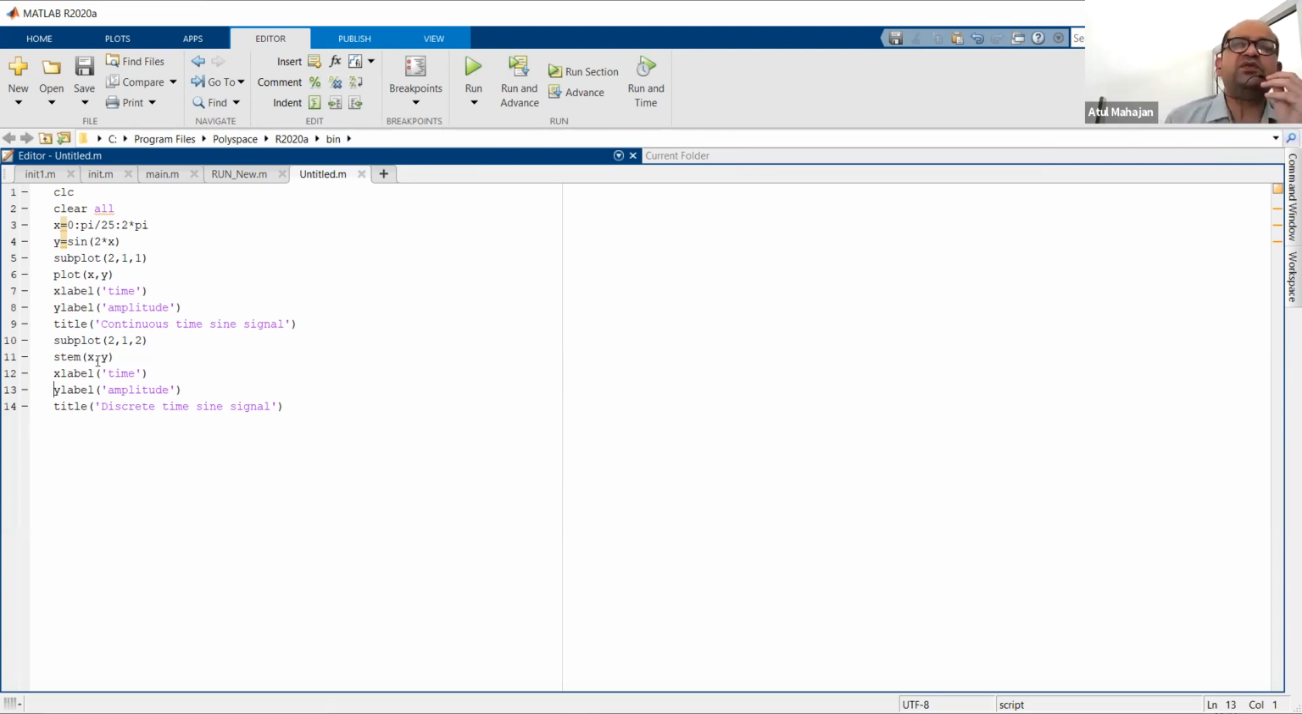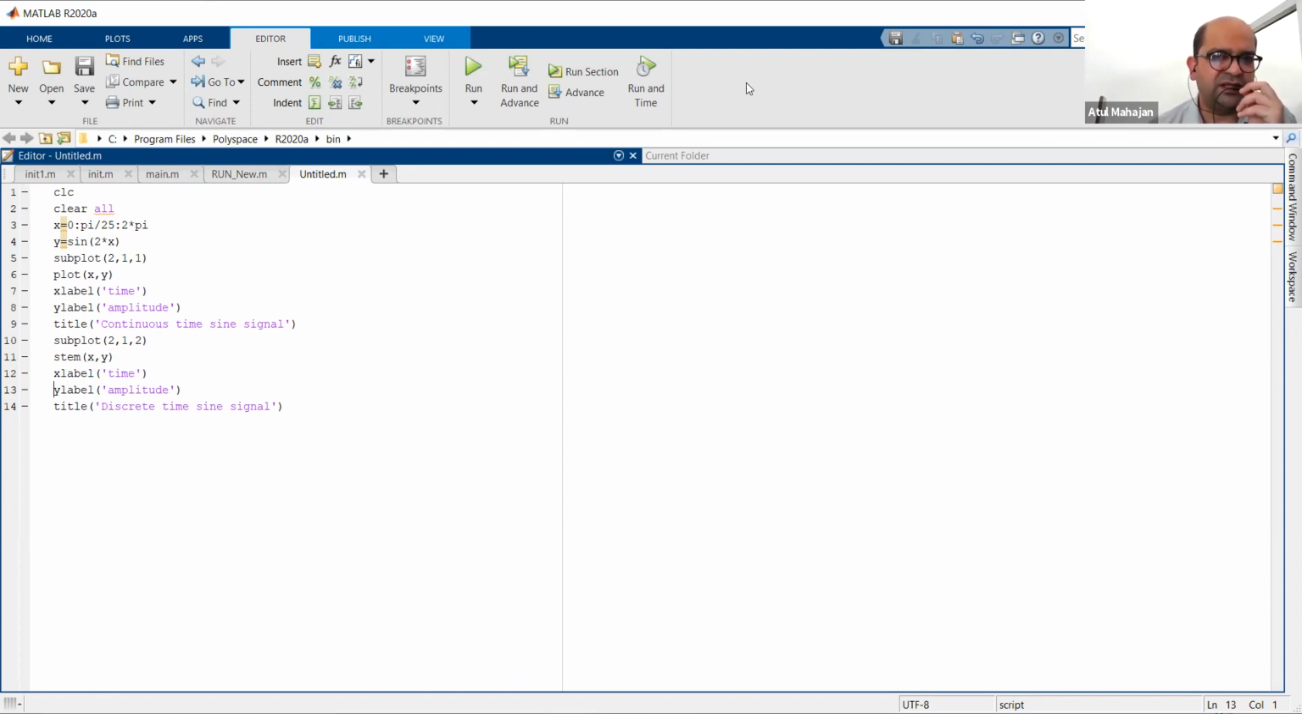Then stem xy means we are plotting the discrete time sine signals. Instead of plot, we use the stem function for the discrete time signals. For discrete, we use stem xy, and for this we plot our graph, and again we use the labels for the x label and for the y label. For x label we use time, and for y label we use amplitude. And the total title of the complete graph is the discrete time sine signal graph.